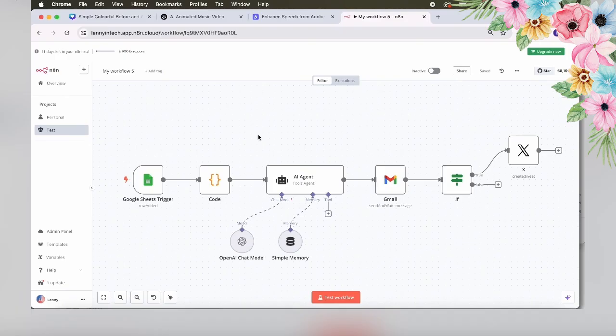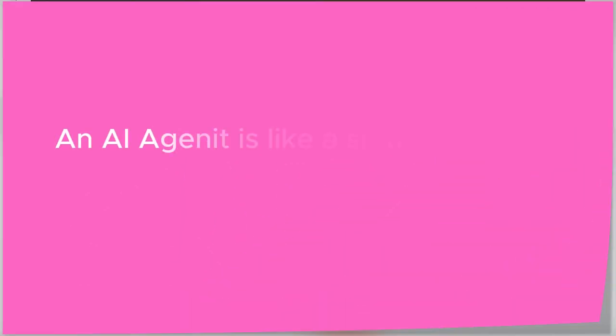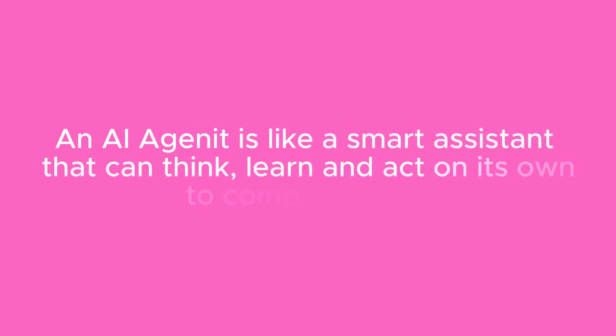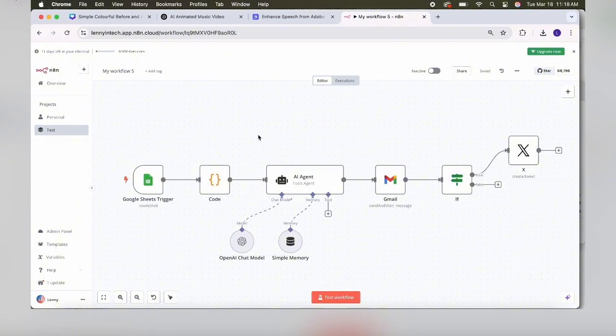And I'm sure you're wondering what an AI agent is. An AI agent is like a smart assistant that can think, learn and act on its own to complete tasks. Just imagine having a virtual helper that can answer questions, automate social media posts, write emails, create designs, and even chat with your customers. AI agents follow your instructions, and they use AI to make decisions just like a digital assistant or a virtual assistant would for you.